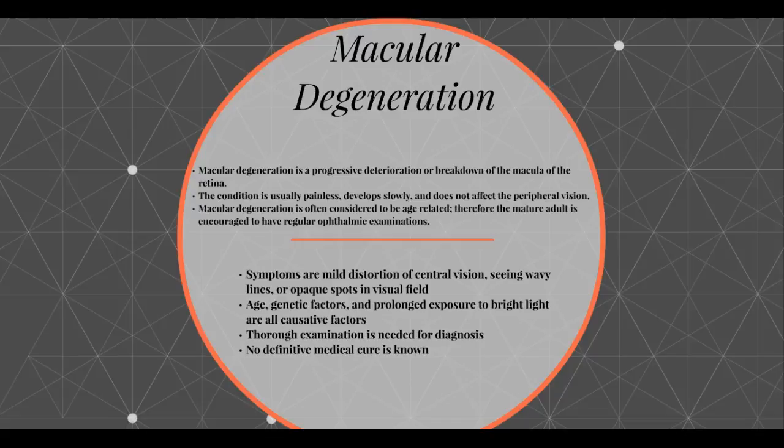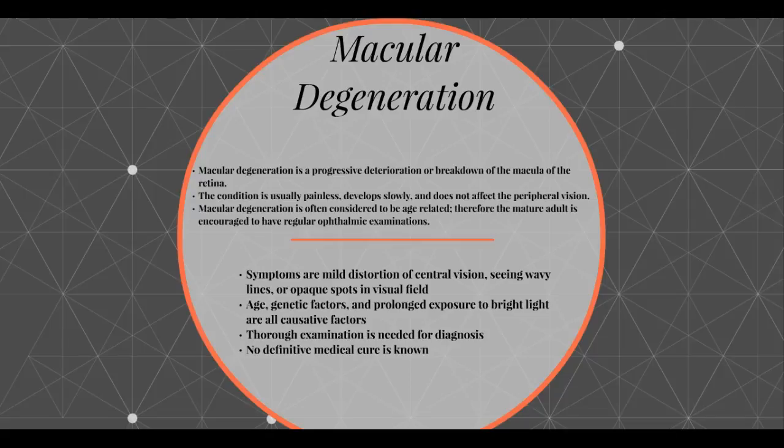Symptoms for macular degeneration are mild distortion of central vision, seeing wavy lines or opaque spots in the visual field. Age, genetic factors, and prolonged exposure to bright lights are all causative factors. A thorough exam is needed for a diagnosis of macular degeneration, and it's a pretty thorough exam. I happen to have a grandfather with macular degeneration, and I have accompanied him on the doctor's appointments to the ophthalmologist for his treatment, and the exams that he has had to have done are pretty intense. So it's a pretty thorough exam.